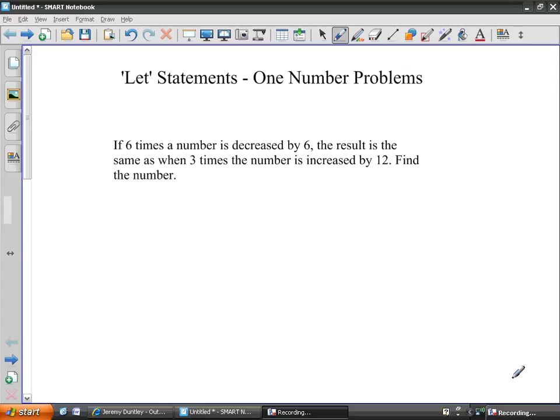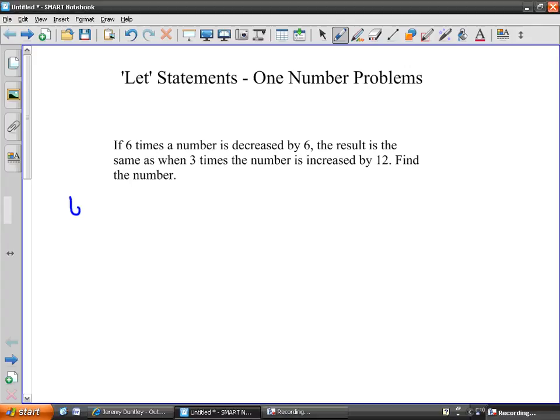So if I read the problem: if 6 times a number is decreased by 6, the result is the same as when 3 times the number is increased by 12. Find the number. Okay, so they're asking us to find the number. That pretty much gives us our let statement. You write the word let, and I'm going to use x. You can use n. I don't care. You just have to use a variable. So we're going to let x equal the number.